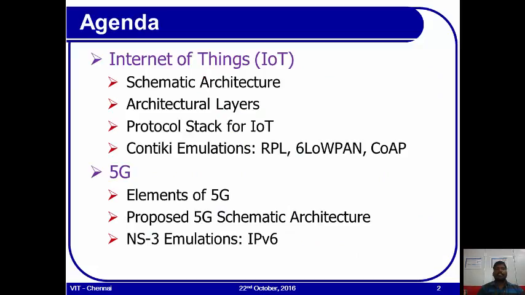This is the agenda, that is, we will have two categories. One is on Internet of Things, IoT. The second one is 5G. Under IoT, we will be focusing on semantic architecture, architectural layers, protocol stack for IoT, Contiki emulations, that is setup, protocols RPL, 6LoWPAN, QoP. Under the category of 5G, we are going to focus on various elements, proposed 5G semantic architecture, IPv6 protocol compatibility, simulations through NS3.